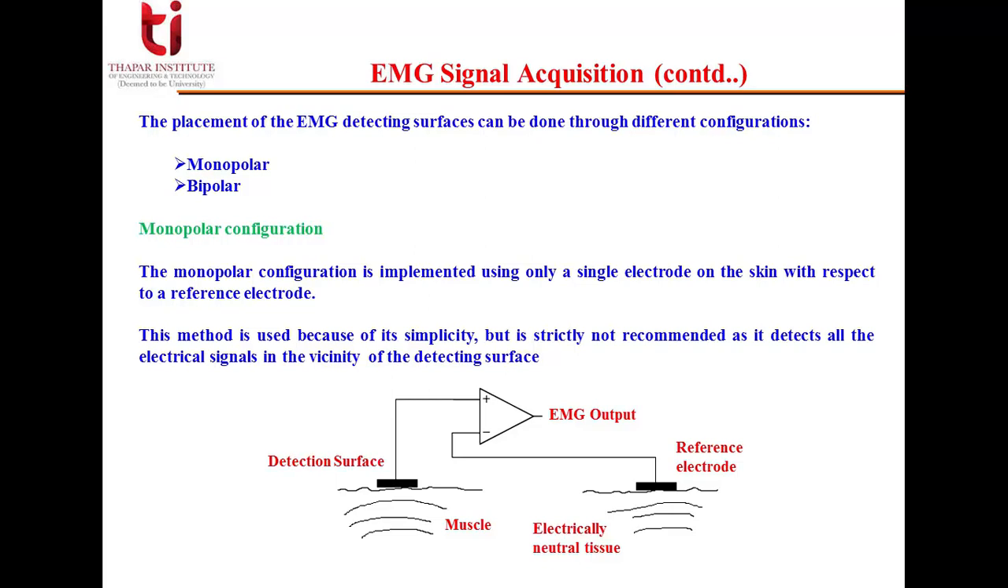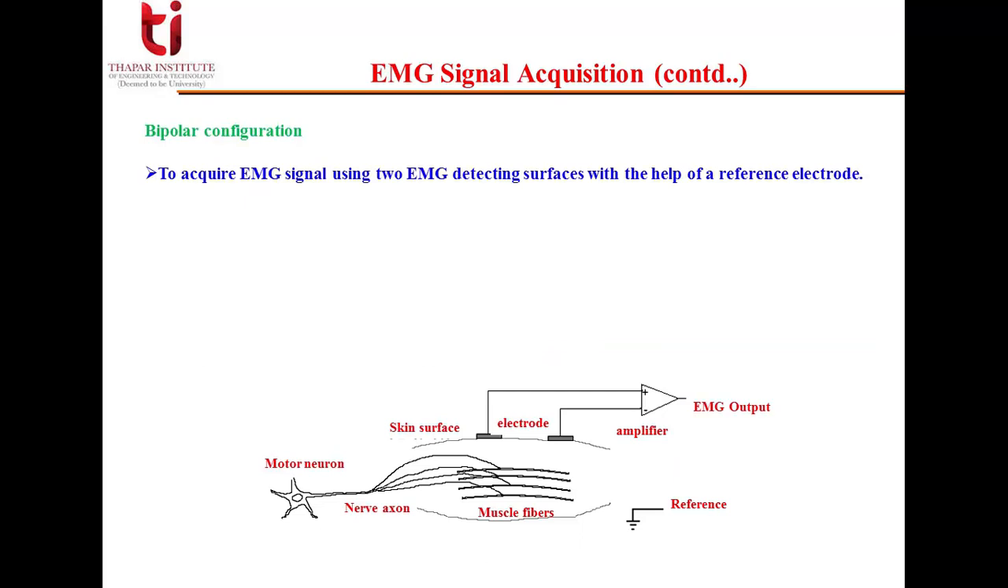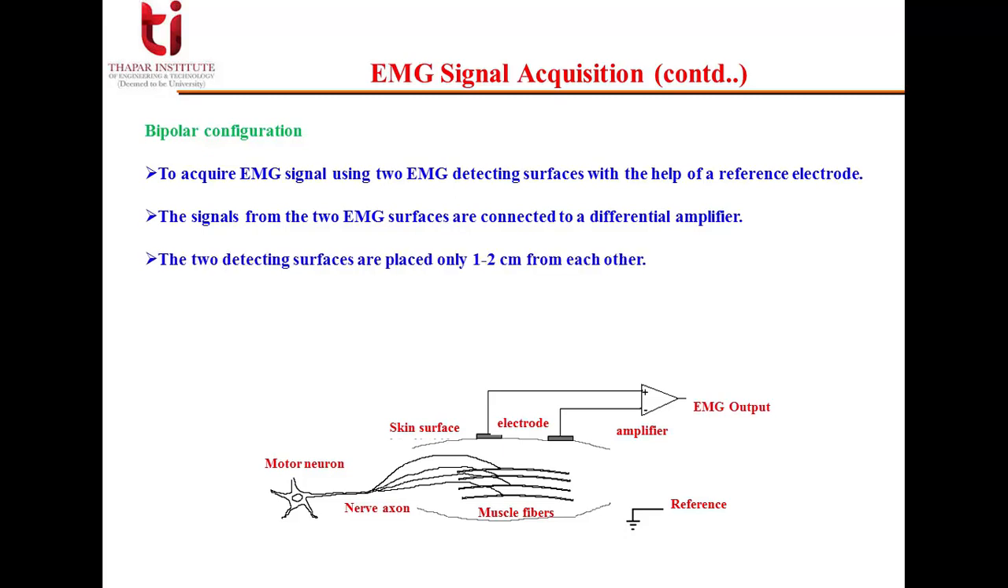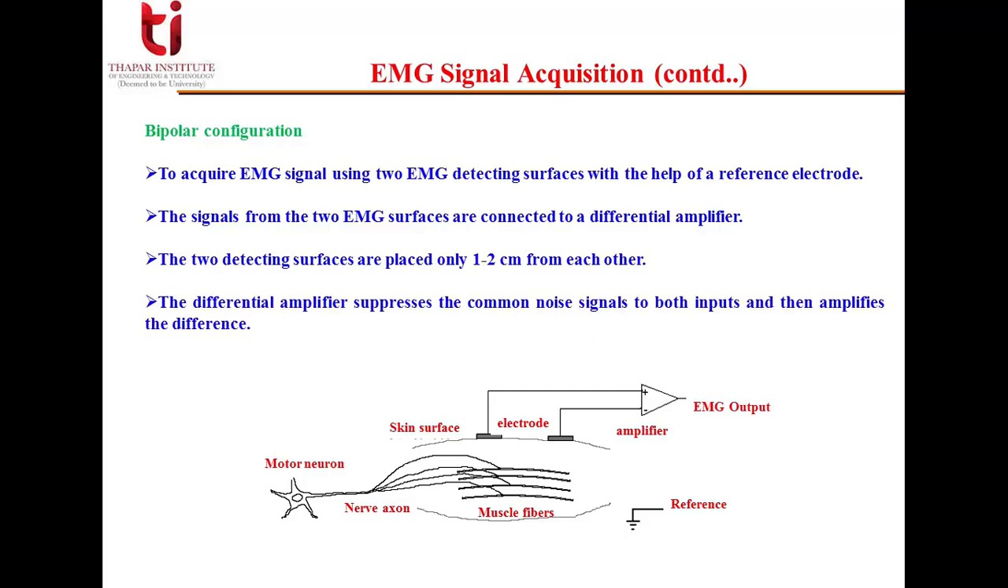Next is the bipolar configuration. This is basically to acquire the EMG signal using two EMG detecting surfaces with the help of a reference electrode. You can see in the figure also. The signals from the two EMG surfaces are connected to a differential amplifier. The two detecting surfaces are placed only 1 to 2 cm from each other. This differential amplifier suppresses the common noise signals, because that will be common to both inputs, and then amplifies the difference.